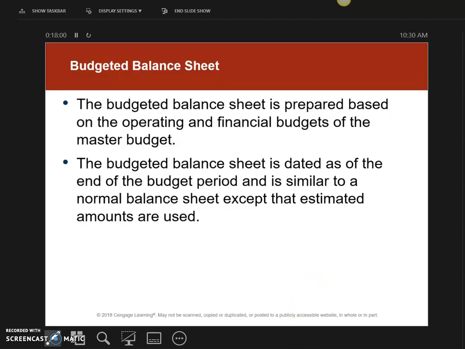The last slide I'm going to talk about is the budget sheet. I'm sorry, the balance sheet, the budgeted balance sheet. Guys, sorry, this is not scripted, it's live. So I make mistakes, you know that.